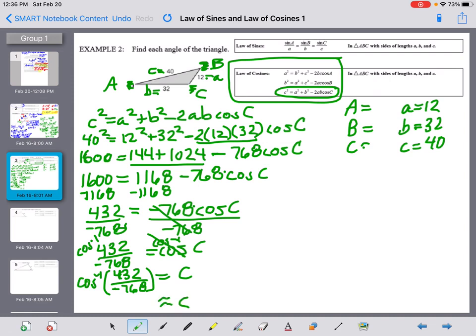Okay, so when you go to your calculator, make sure it's in degree mode. Inverse cosine, 432 divided by negative. Don't put the subtraction key, use the negative key on your calculator, 768. And I get 124.2 degrees. We'll round everything to the nearest tenth. So 124.2. Notice I got an obtuse angle. Good thing, because that is not A. I'm not going to be able to do that with law of sines. My calculator would not have been able to give me that obtuse angle. So 124.2 degrees, okay?